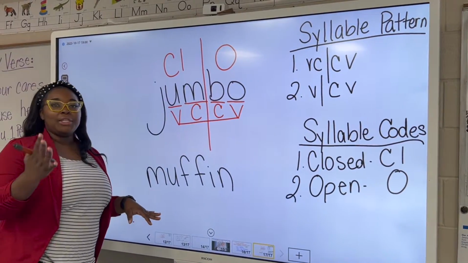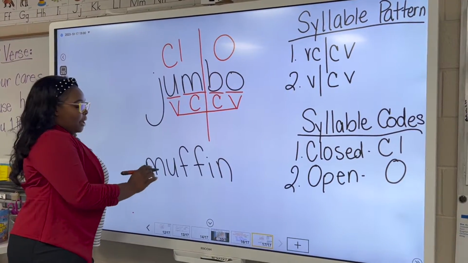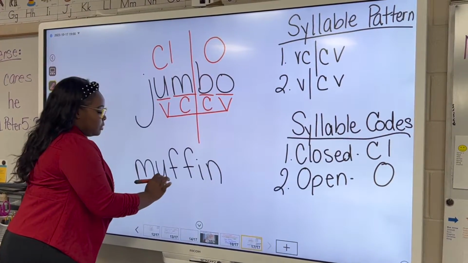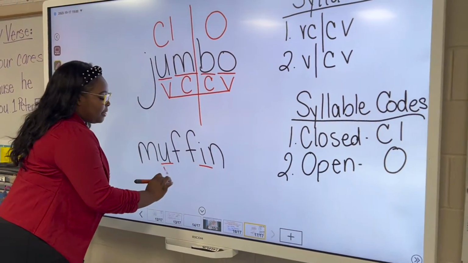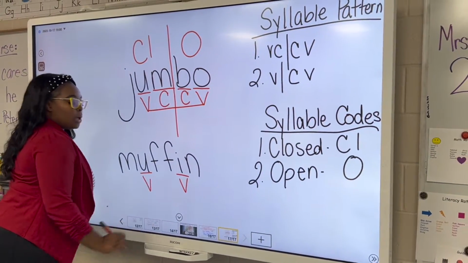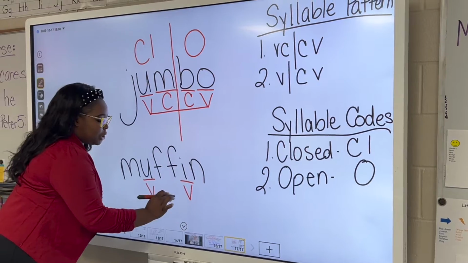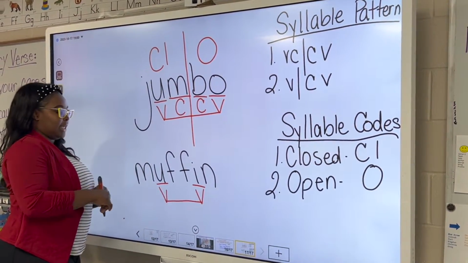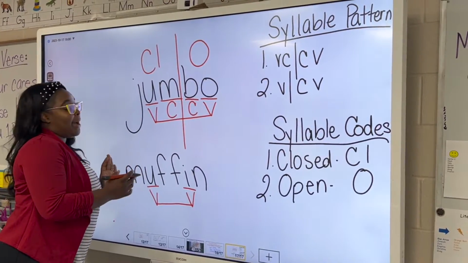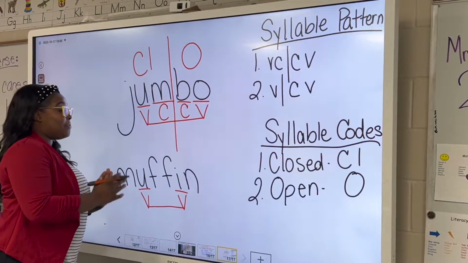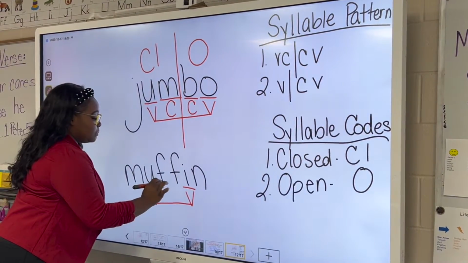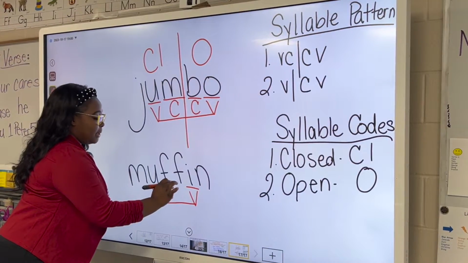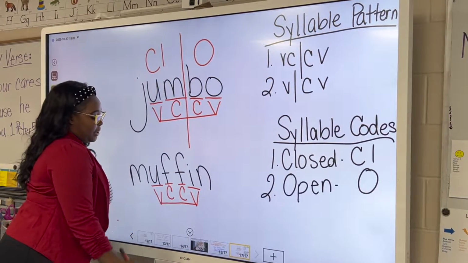I'm going to do my first two steps the same. I'm going to find my first two vowels, U, I, okay? I'm going to mark them with the V. Then I'm going to draw my bridge that connects my vowels together. I'm going to look between my vowels to see if I have any consonants, and I do. Mark it with the C, mark it with the C.